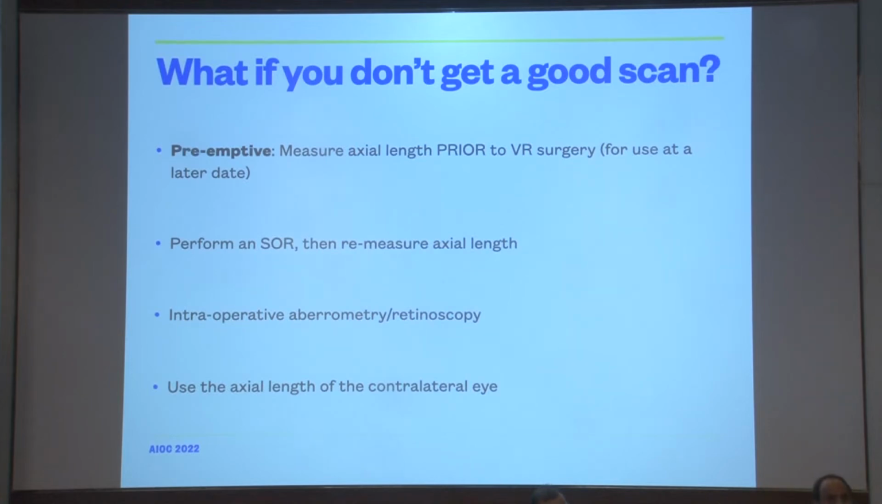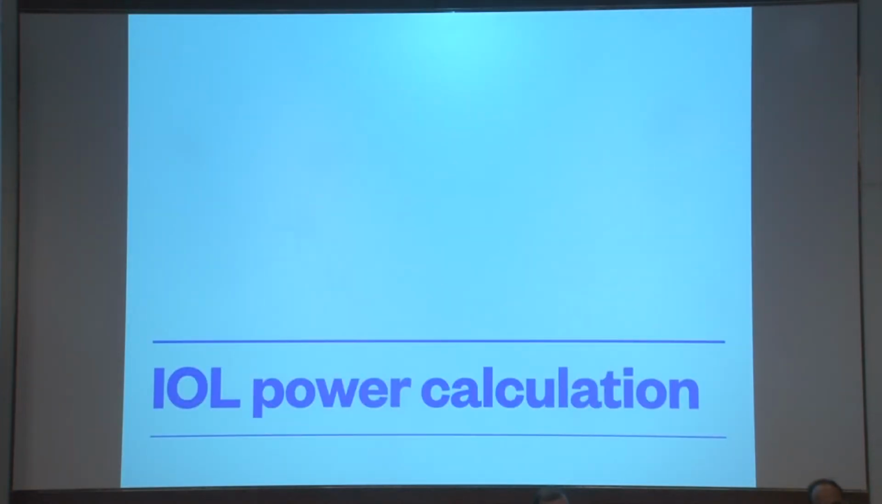Another thing we can do is remove the silicone oil, remeasure the axial length, and then later implant the IOL. Also studied is intraoperative aberrometry or retinoscopy, which deals with removing the oil, doing a retinoscopy intraoperatively, and then going ahead with the IOL selection. Or, lesser accurate, is using the axial length of the contralateral eye. So this is about the correct measurement of the axial length itself.